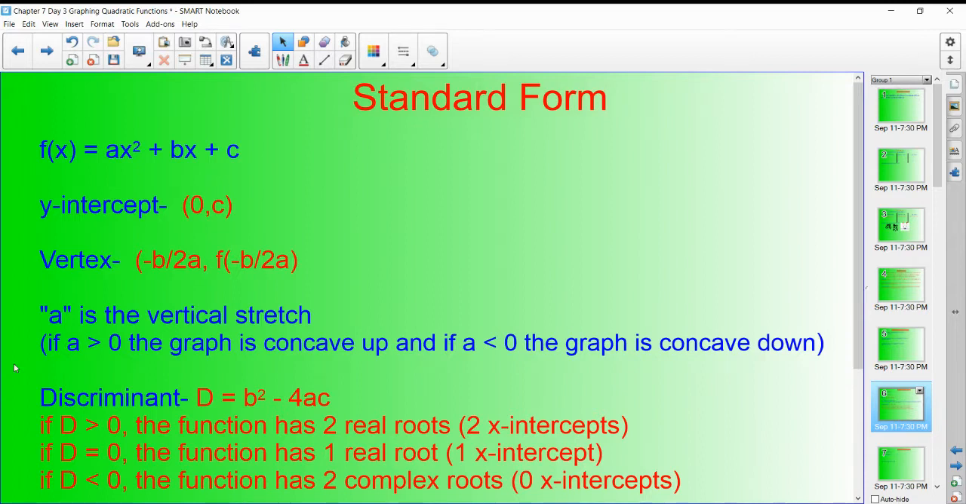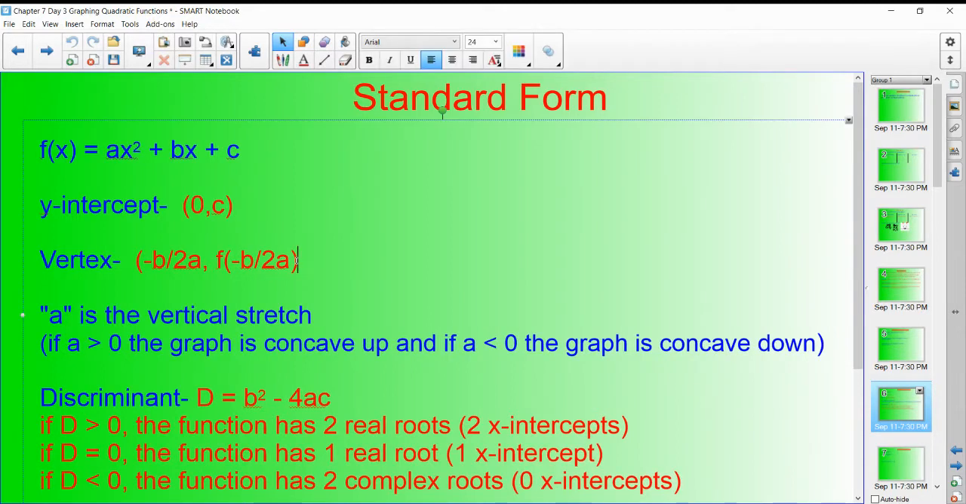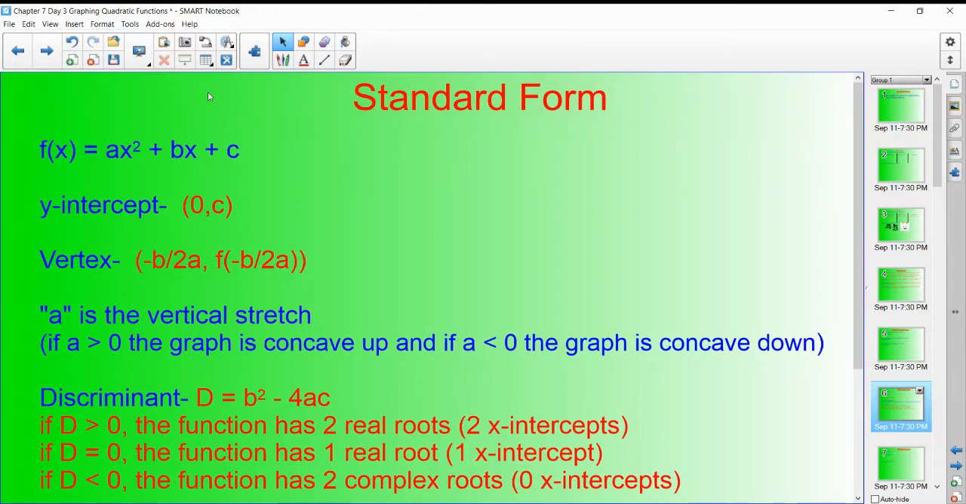The y-intercept is 0, c. We can find the vertex by doing negative b over 2a, and then taking that x value and putting it into the function to find the y. We can tell the vertical stretch, which is a, it tells us it opens up or down. And today, the vertical stretch is going to be really important because it's going to help us graph some other points. And if it asks to find the discriminant, that'll help us find out how many intercepts we have.